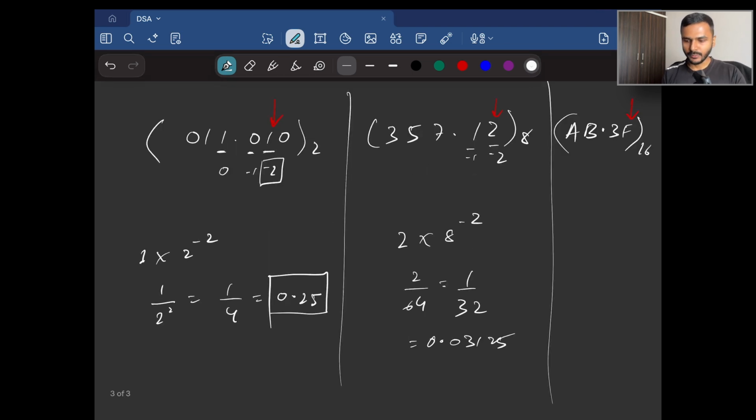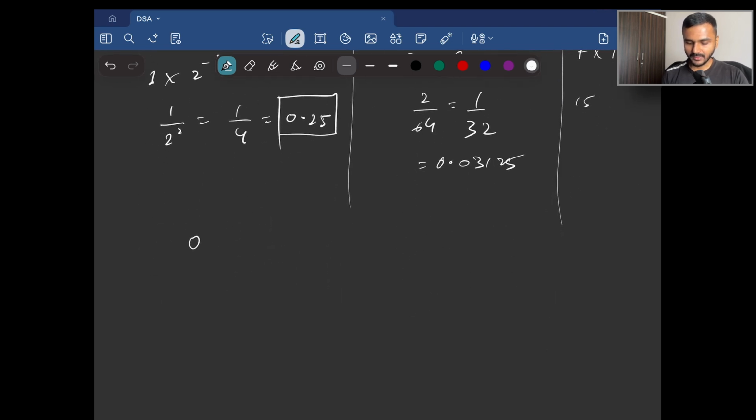Continuing, let's find out the value of F in AB.3F, which is represented in hexadecimal number system. So the position over here is -2. We'll say F multiplied with 16 power -2. Now F in hexadecimal is equal to 15.